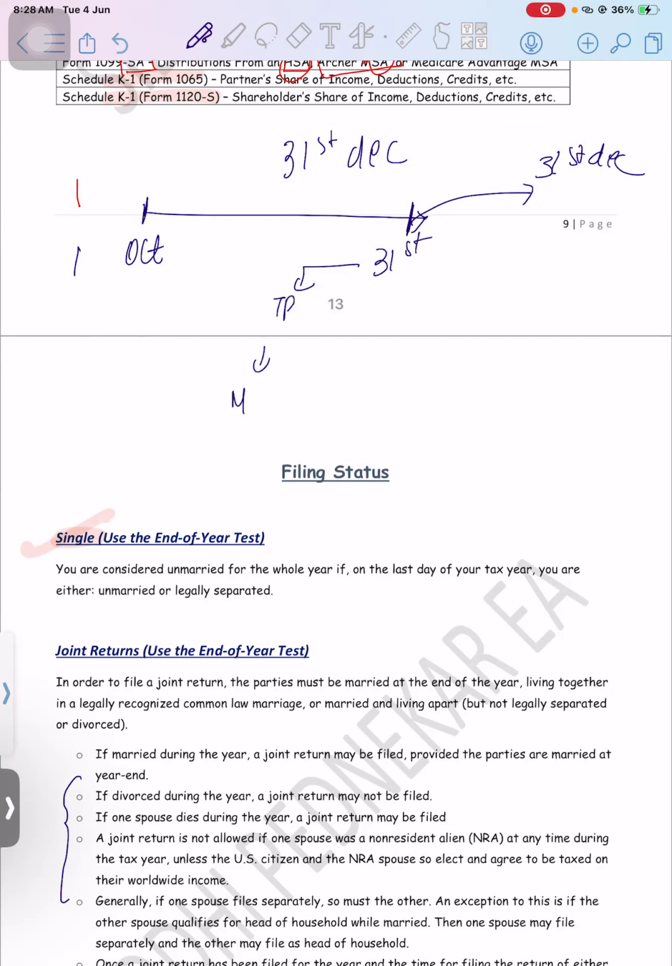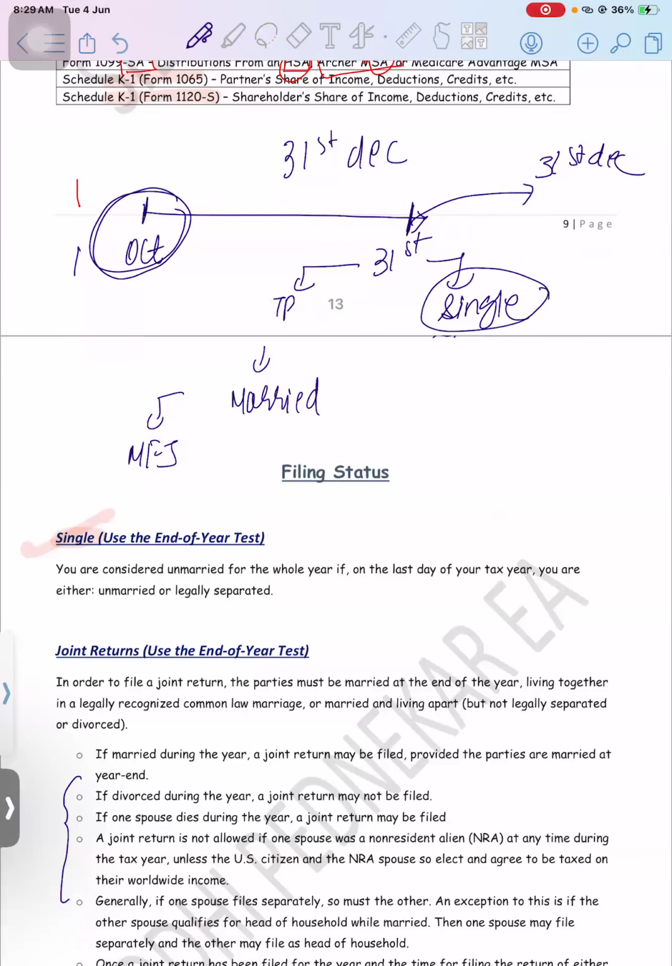Taxpayer status is married. Married to someone else, so he will be filing MFJ. What is the status of the deceased person? He will now be considered as single. So just file a single return for this spouse. You will not file the return twice. Please don't get confused in this situation. Just check the filing status on 31st December.